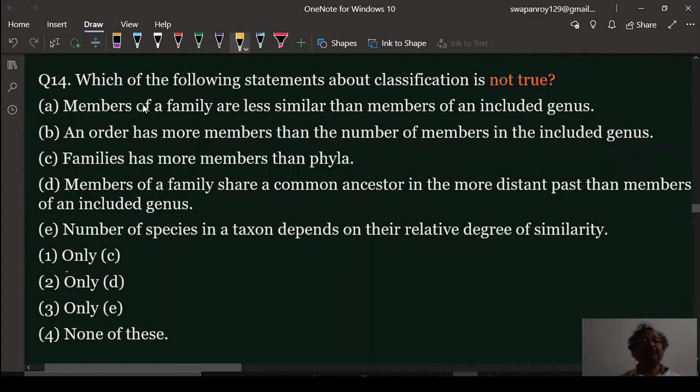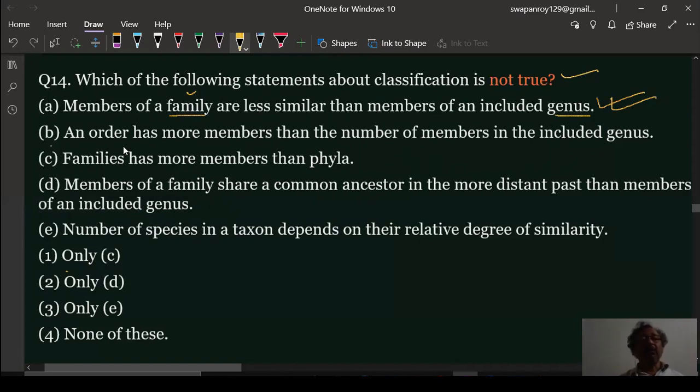Question number 14. Which of the following statement about classification is not true? Several statements have been given. A, members of a family are less similar than the members of an included genus. Okay, this is true because the higher the taxon, the fewer the similar characters. So here the family is a higher taxon than the genus. So in a family, fewer similar characters are there.